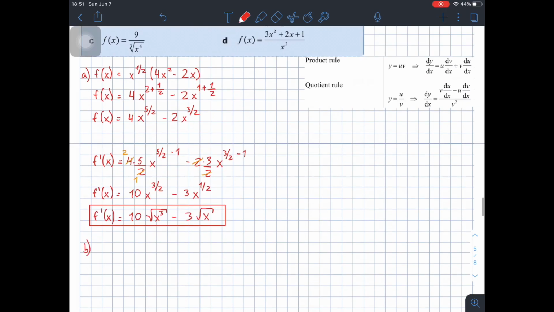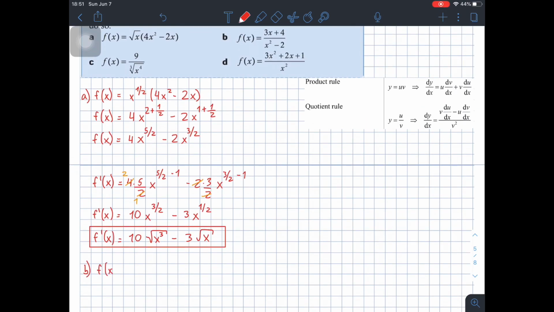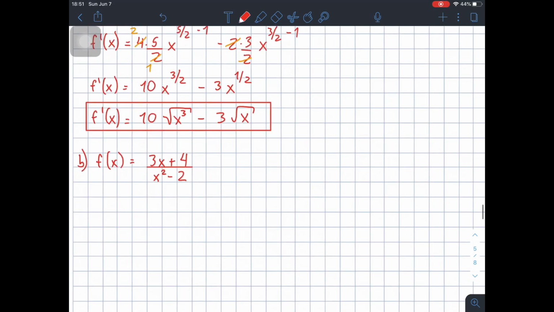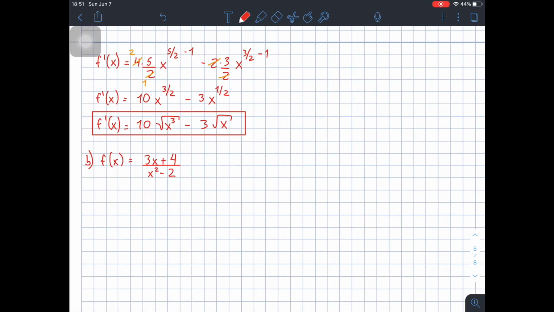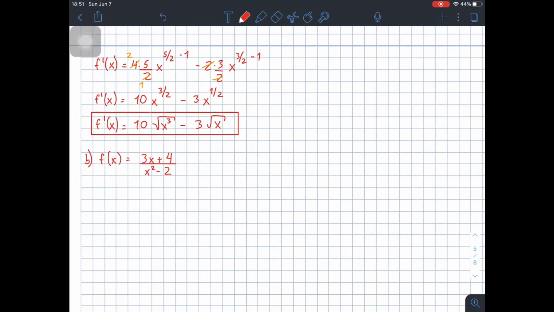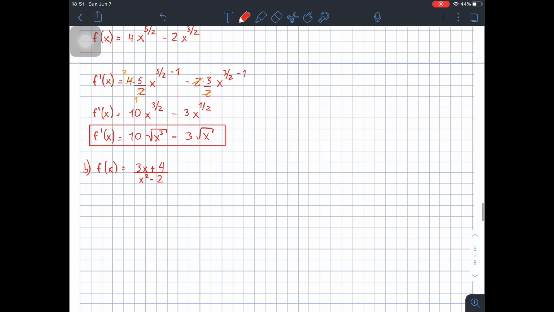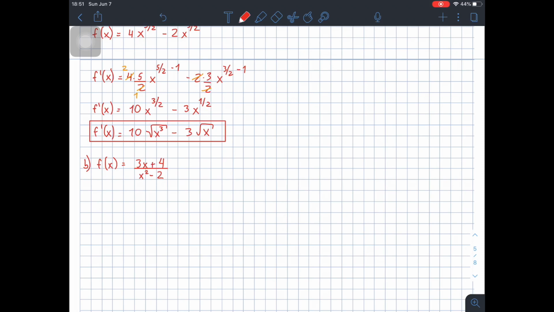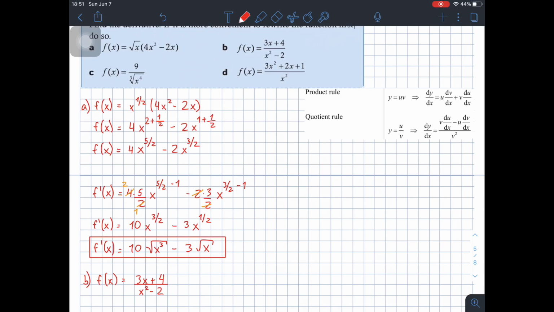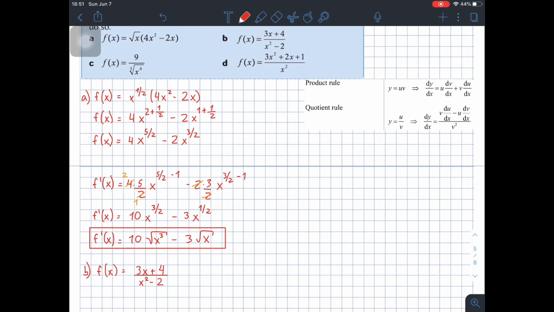I'm going to do it here. I'm going to copy a function. It says f of x is equal to (3x + 4) over (x squared minus 2). If you see, in this case we will have to apply the quotient rule, because there's no way we can simplify this in order to apply the power rule or any other rule, right? So we need to treat the first function in the numerator and the one in the denominator as different functions and apply the quotient rule.